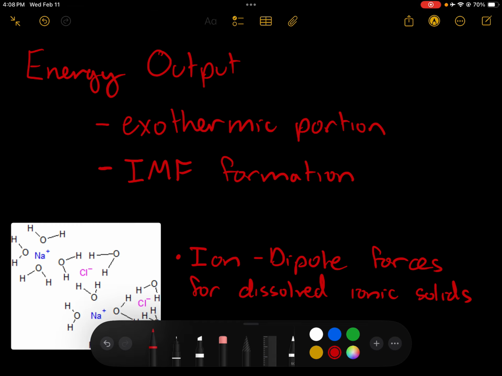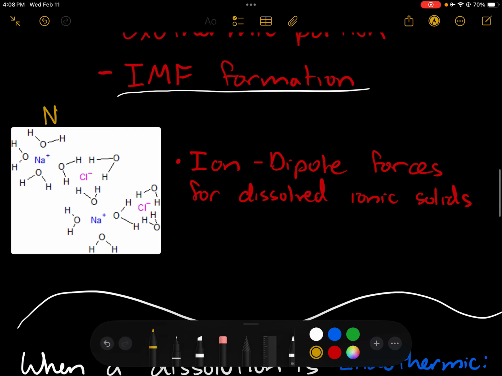However, dissolutions also have energy output as well. They have an exothermic portion, and that happens when intermolecular forces form between whatever the dissolved solute is and the water molecules. So again, if you're talking about sodium chloride, the NaCl that's dissolving, you're going to see some ion-dipole forces that are going to start forming between your dissolved ions and the water molecules. So you can see the attraction here between the sodium ions and the more electronegative oxygens, and we can see the attraction between your chlorine ions and the more electropositive hydrogens of those water molecules, right?